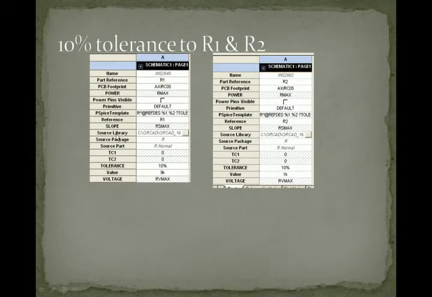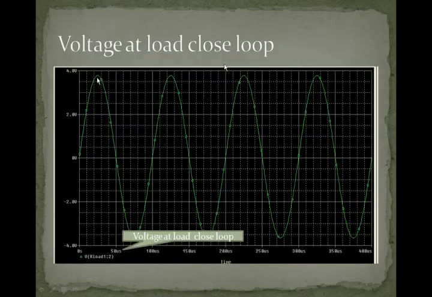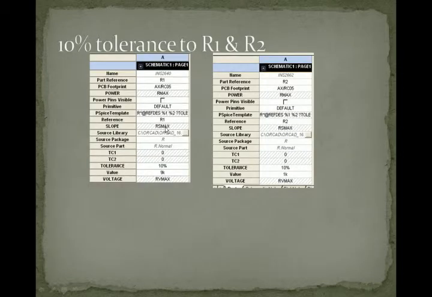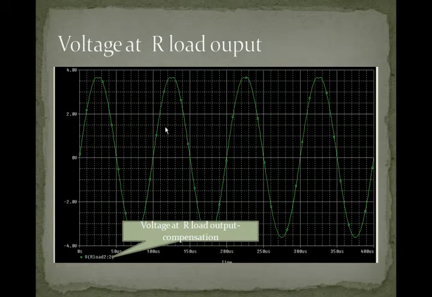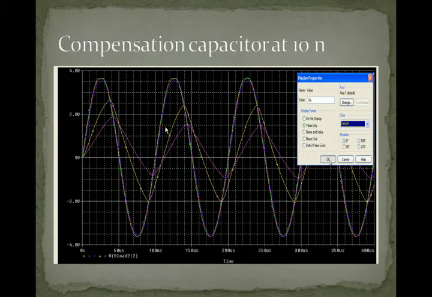And we give the 10% tolerance to R1 and R2. After that, that's the graph we get. Now we get 10% of the voltage at the R load output. Now we give a compensation capacitance of 10 nano. That's the graph with the compensation capacitance.